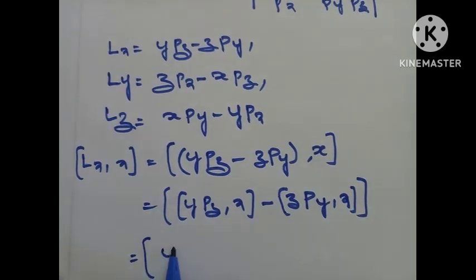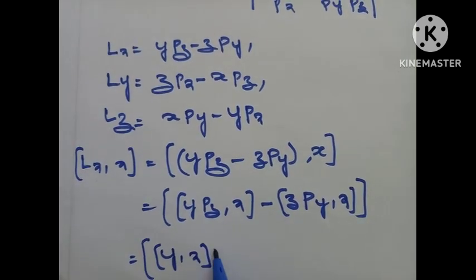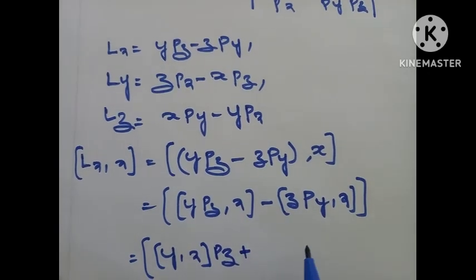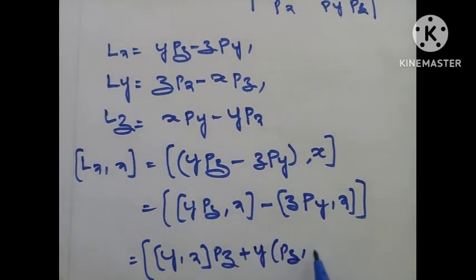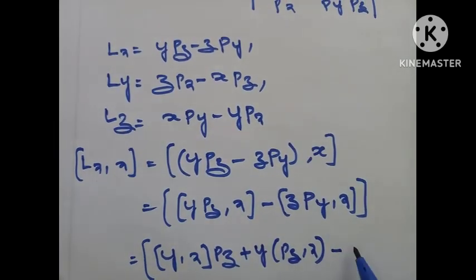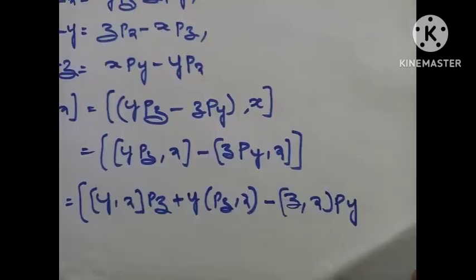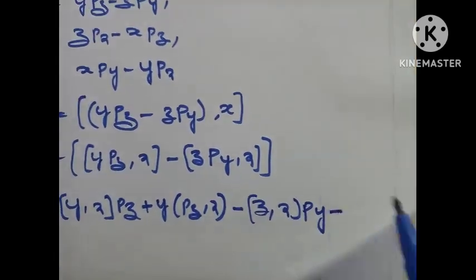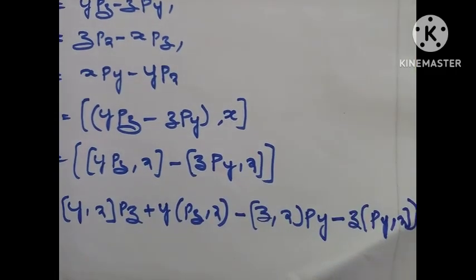Again I am writing this as y comma x into pz, plus y into pz comma x, and minus z comma x into py, and minus z into py comma x, separating the terms.